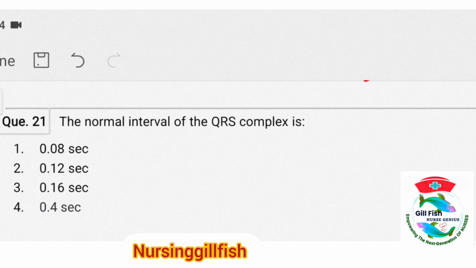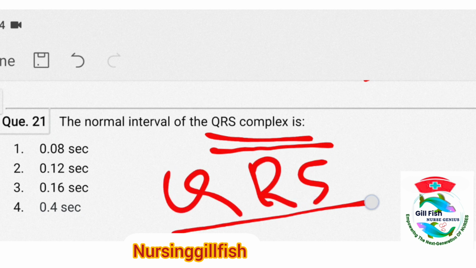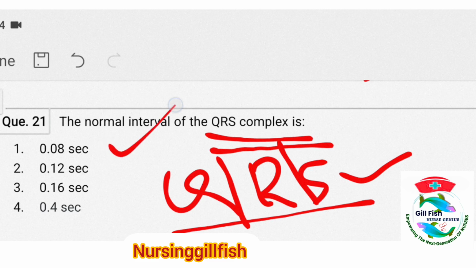The normal interval of the QRS complex is: option 1, 0.08 second; option 2, 0.12 seconds; option 3, 0.16 seconds; option 4, 0.4 second. What is the correct answer? They have given the QRS complex, not specifically the QRS 3 complex. So what is the correct answer here? Yes, 0.08 second will be the correct answer. Okay, fine.